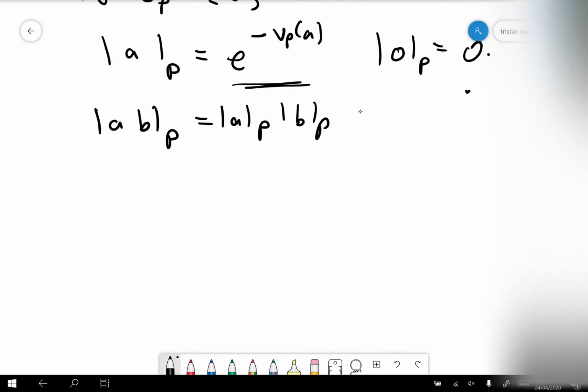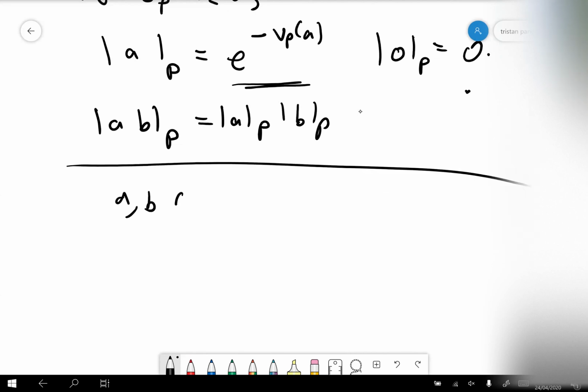And just a bit of analysis, we can call the p-adic metric of two values a, b inside the p-adics. The metric we define as the distance between a and b, and we define it in the normal way: the norm of a minus b.